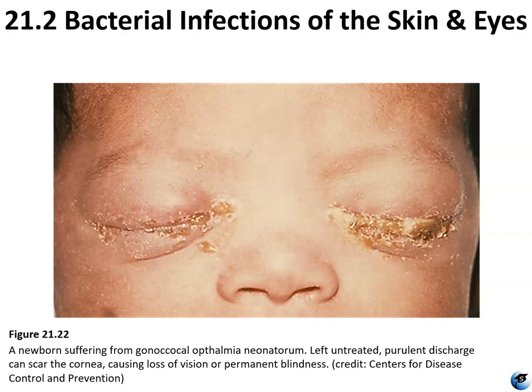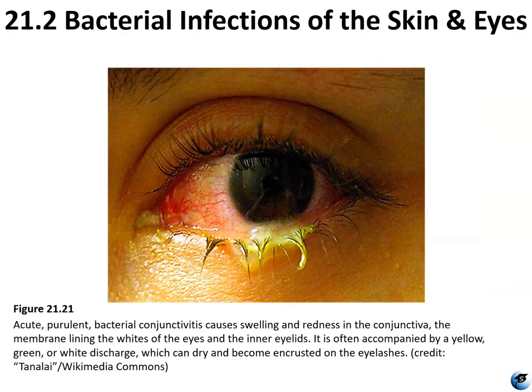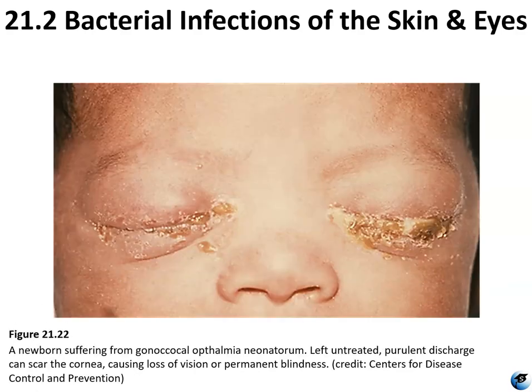This one is your run-of-the-mill pink eye. This one is showing a gonococcal infection. So this is going to be a bit more of a severe infection. There's more discharge. There can be scarring of the cornea, and the scarring of the cornea is what eventually can cause blindness.